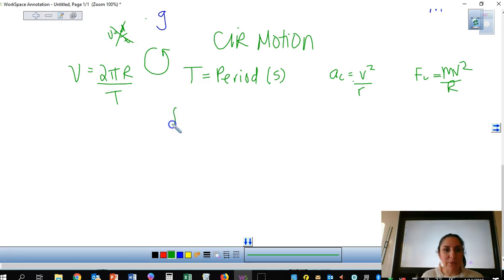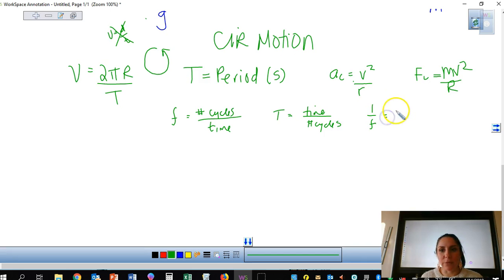And then we did frequency and period. So remember, frequency is the number of cycles or revolutions. It doesn't matter which one you use, over time. And then period is the opposite. It's time over a number of cycles. So there you go, like that. And these are inversely related, so in other words, if you know one, you can get the other by taking the inverse. Sorry. Let's go back a little bit and just do this.